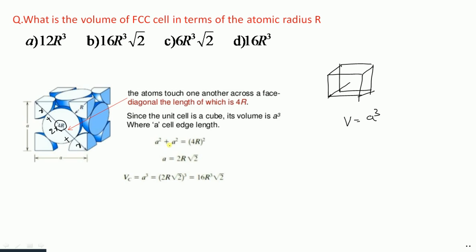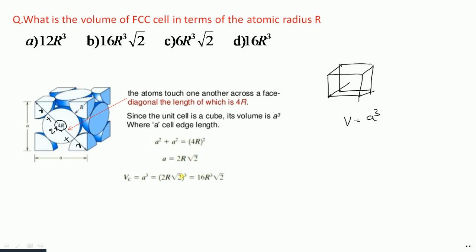So from Pythagoras theorem, we can write that A square plus A square is equal to 4R square. So A will become 2R square root of 2, because A square plus A square is 2A square. So when we find the value of A, it will become 2R square root of 2. So we know volume is equal to A cube.